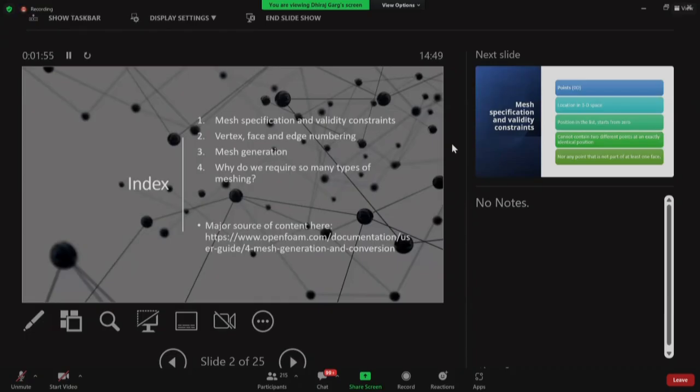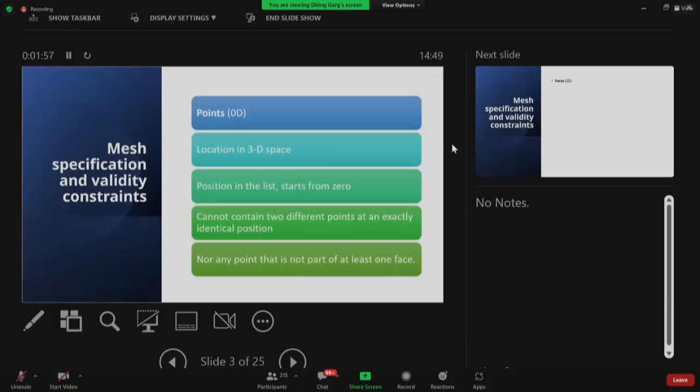So let's start with the classes. The first is how to specify a mesh and what the constraints are to validate it. The basic thing is that a mesh starts with the point, which is zero dimension. We need to have points and they are located in 3D space. In OpenFOAM we create a list and the numbering of each point starts from zero. Unlike other cases where we say one, two, three, it starts from zero. So if we have 3 points, they will be numbered 0, 1, and 2.